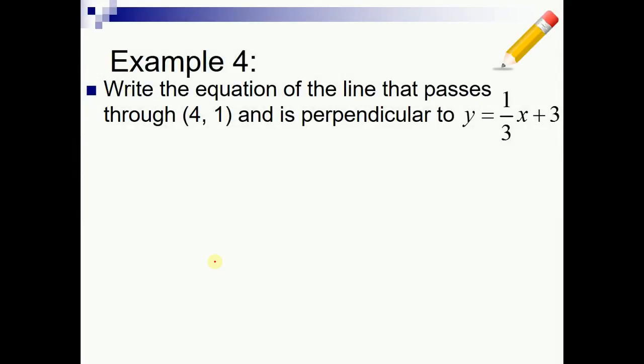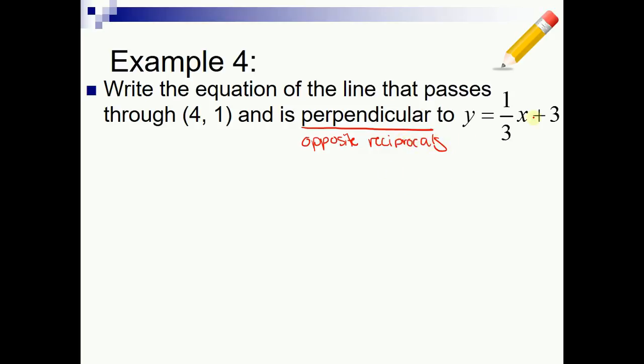Example 4. Write the equation of the line that passes through the point 4, 1 and is perpendicular to the line y equals 1/3 x plus 3. I am missing a slope, but I'm given a hint on the slope. I am perpendicular to this said line. What does it mean to be perpendicular lines? Let's refer back to our recent knowledge. That means that they are opposite reciprocals of one another. So opposite reciprocals.